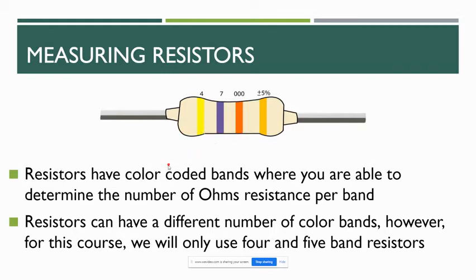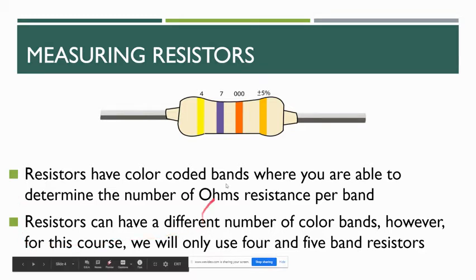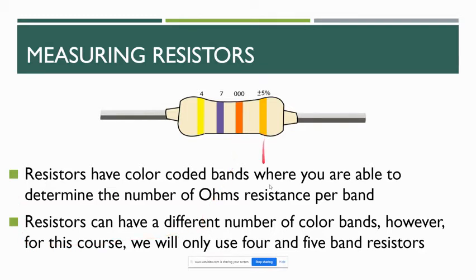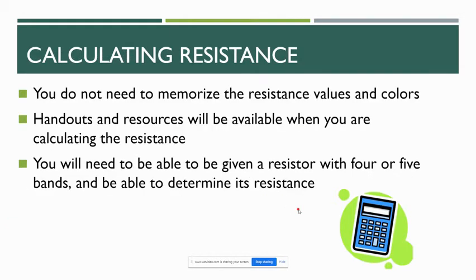And then what we do is we actually read this using the chart. So each of the colors in a position means a certain number. Okay, so resistors have the colored bands that you are able to use to determine the number of ohms, and it can have a different number of colored bands. For most of the course, we're going to be using 4-band resistors. Maybe occasionally you might see a 5-band resistor. So this is how you do it.